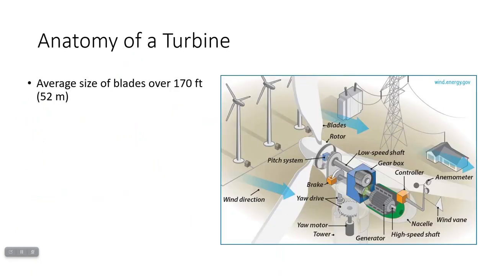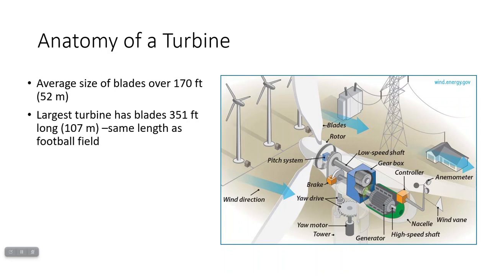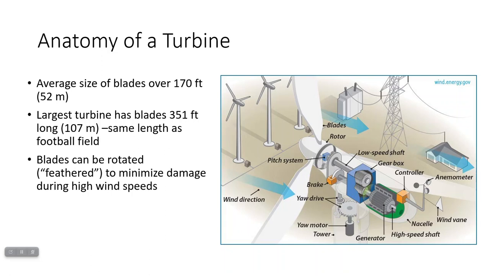So let's look at the anatomy of a turbine. The average size of the blades is going to be over 170 feet or 52 meters. The largest turbine has blades of about 107 meters long. This is the length of a football field. So a football field long blade, well, three of them usually, are sticking out from a wind turbine.